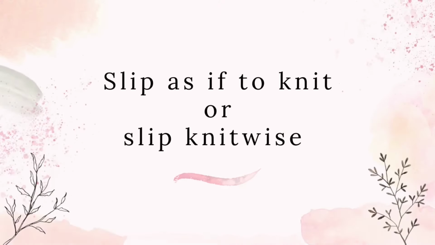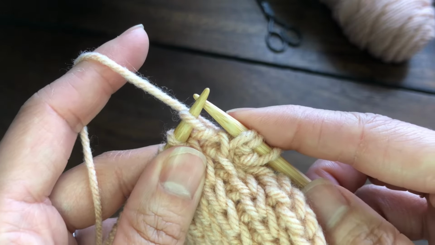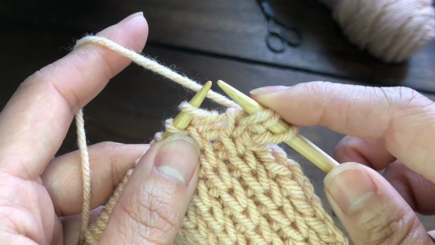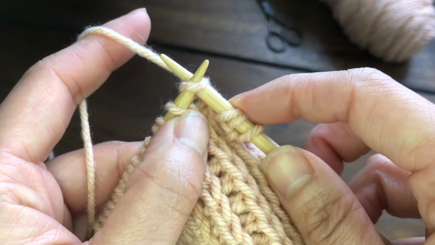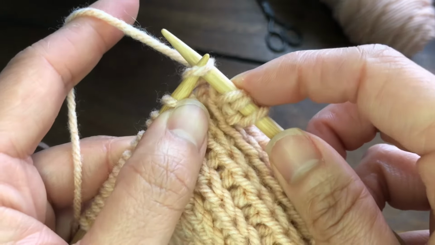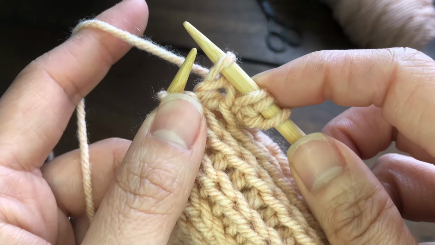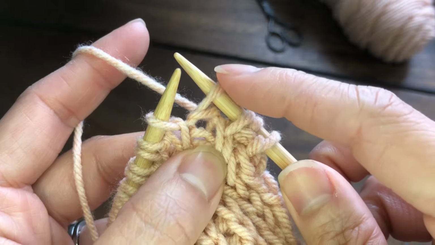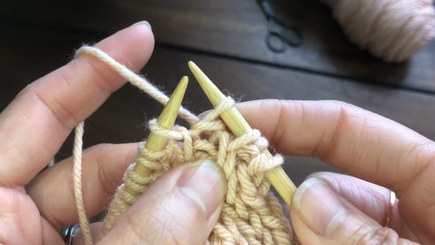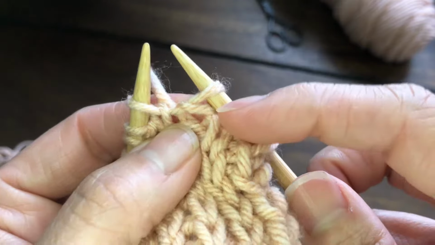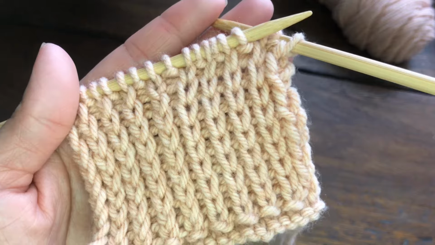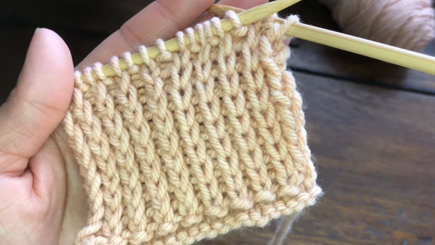Slip as if to knit or slip knitwise. When the pattern states to slip knitwise, instead of inserting the needle from right to left, we are going to insert the needle from left to right as if to knit, and then slip the stitch. By slipping a stitch knitwise, we are twisting the stitch. So, as you can see, the right leg is now behind the needle and the left leg is placed in front. This method is used when the designer would like to create different textures on the fabric by twisting stitches.